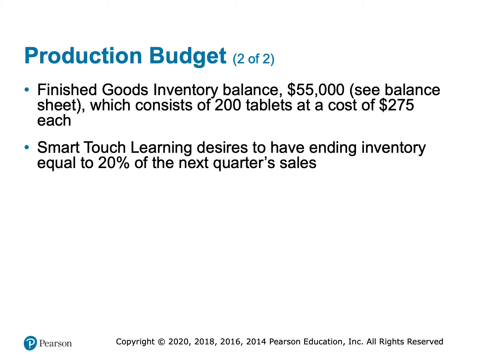Now we're told that we want desired ending inventory to be 20% of next quarter's sales. Now let me say this, every company, every problem you work is going to have a different way of calculating desired ending inventory. So don't get in your head that it's always 20% of next quarter's sales. You're going to have to read the problem, especially the homework in My Accounting Lab, read the problem very carefully and then adjust according to what they tell you.